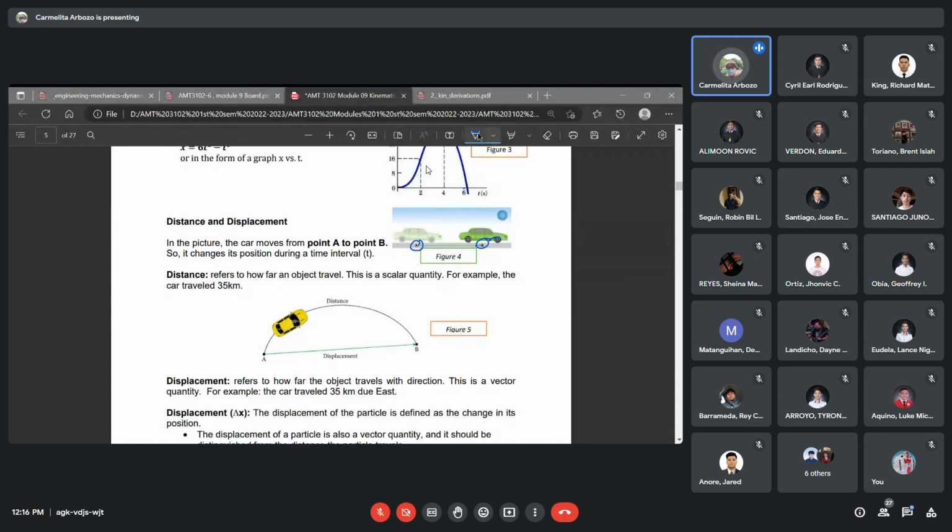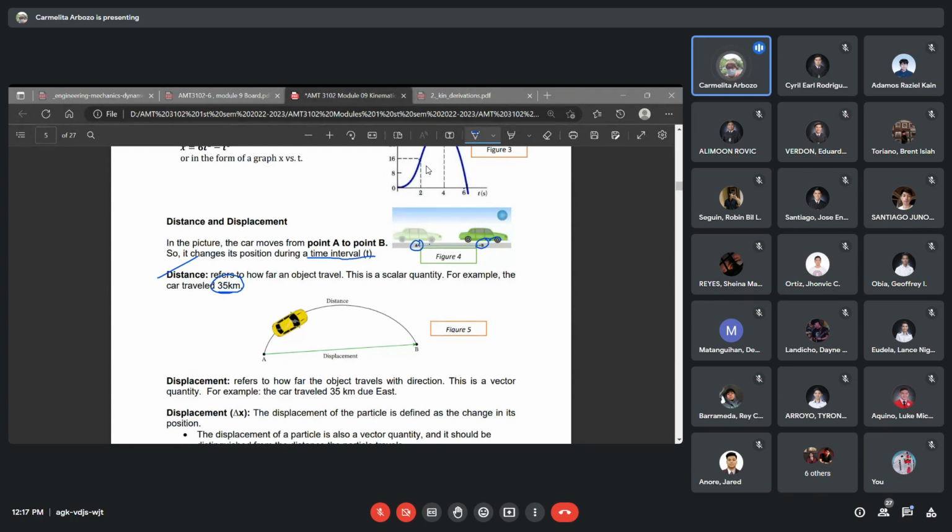Originally, nasa A siya. Then lumipat yung car. Okay. Kasi nag-move siya. So, it changes its position during time interval T. Okay, so meron yung haba nito, kung gaano kalayo si A sa B, pwede natin sabihin distance yan, no? So, the car travels a distance of 35 kilometers. So, scalar quantity yan.